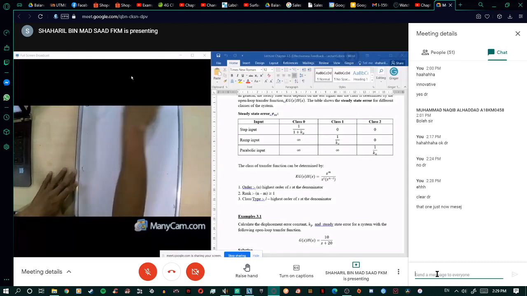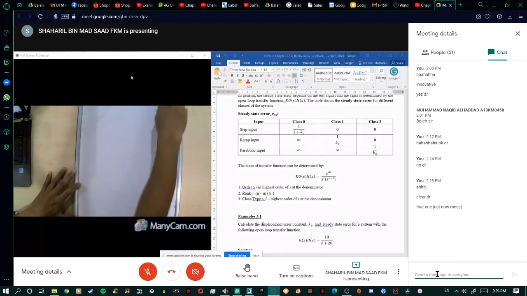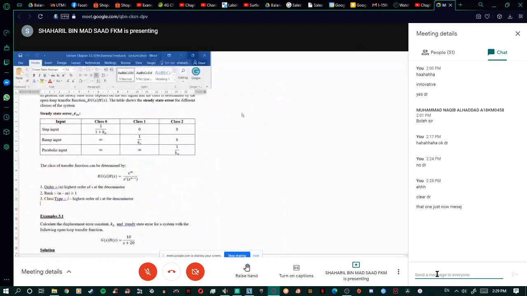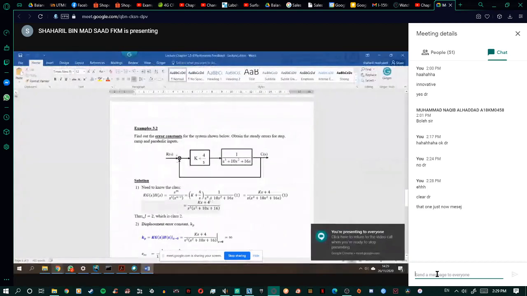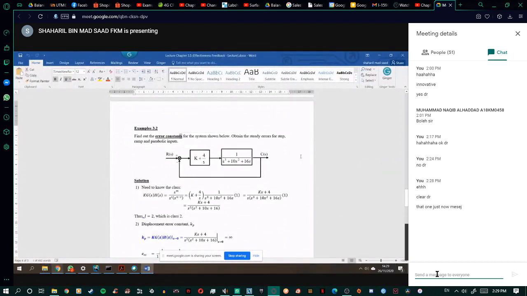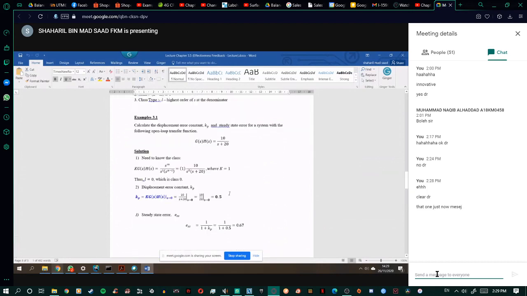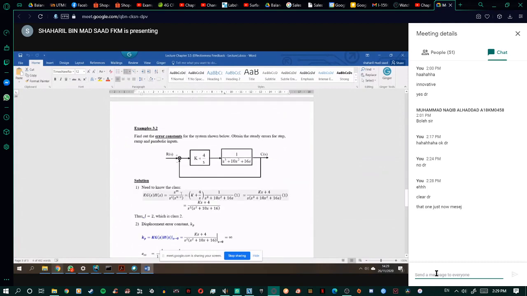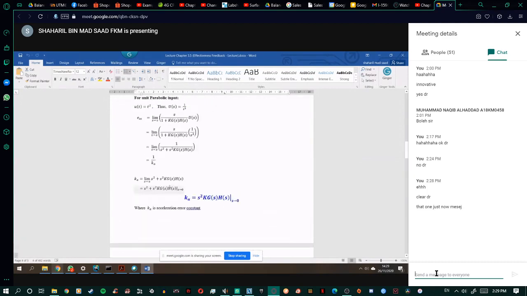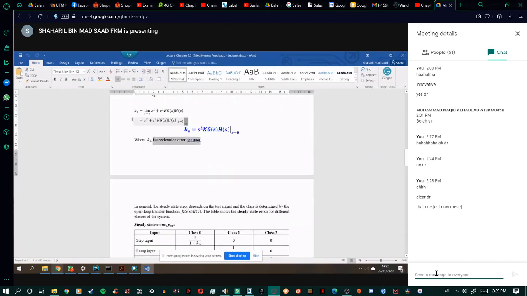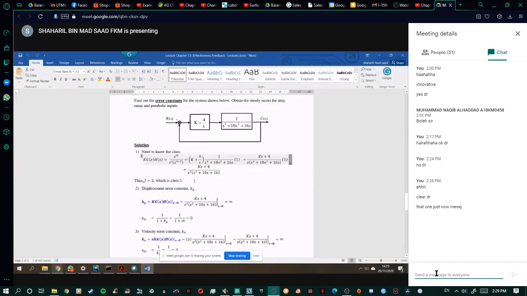And then we will look at another example. I think it is quite simple to understand. Find the error constant. The error depends on the step input, ramp input and parabolic input. Error constant: for the step input, we call it the displacement error constant, Kp. For Kv, we call it velocity, and Ka we call the acceleration.